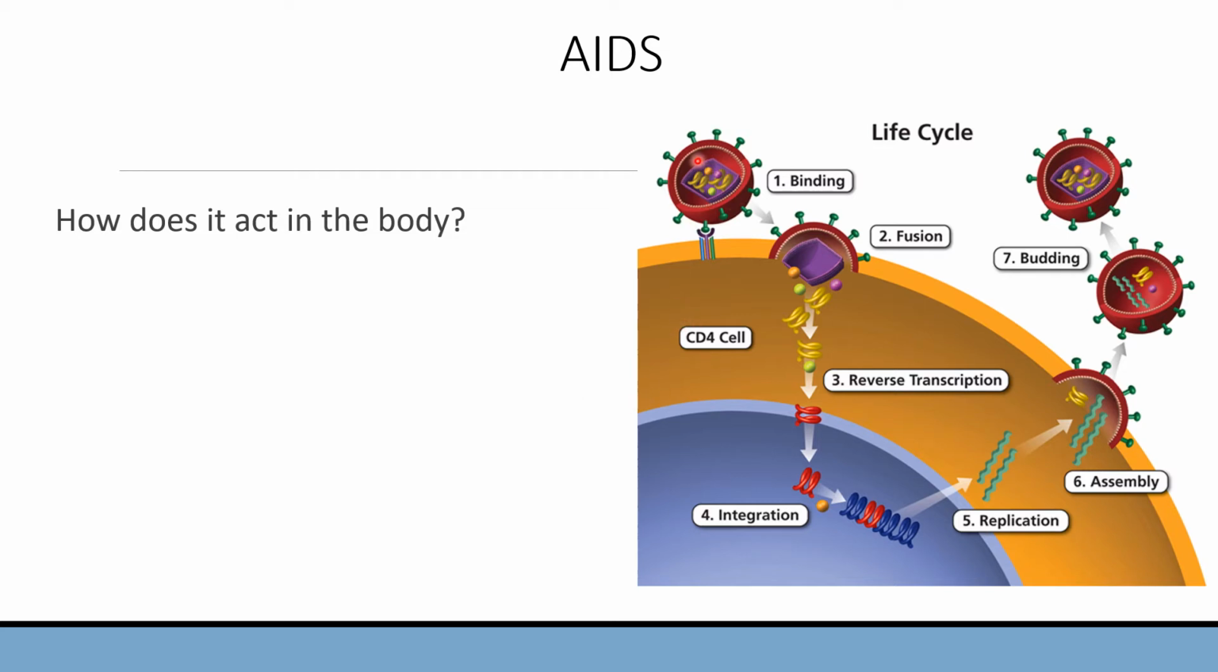So this is a helper T cell right here, and it binds an HIV virus, or the HIV. And so the HIV enters the helper T cell, and then it ends up using our own machinery, specifically the polymerase, to replicate itself. And so it builds and builds and builds inside the cell, right? And it is known as reverse transcriptase, where you're converting RNA into DNA, right?